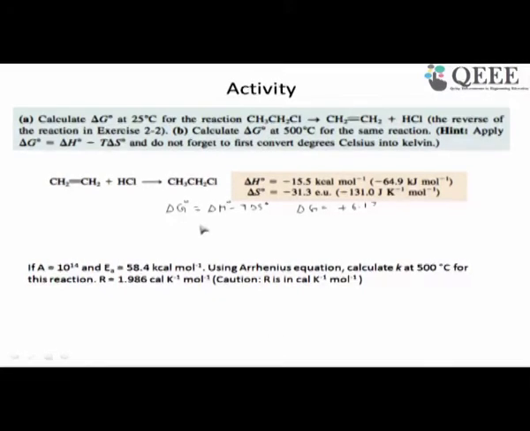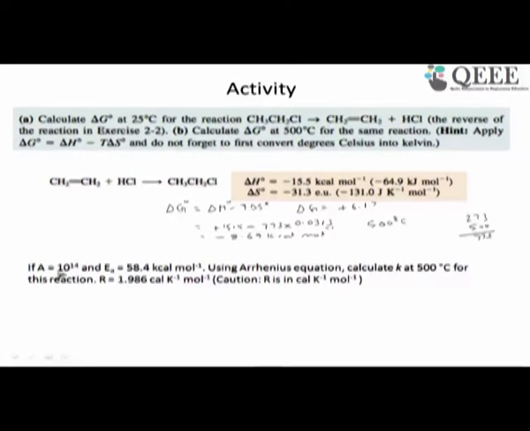So simply what you need to do is substitute the values. Here delta H becomes plus 15.5 and T, the temperature, is 500 degrees, so 273 plus 500, that is 773, into delta S, which is minus 31.3. If you divide by 1000, 0.0313, that gives minus 8.69 kilocalories per mole. So you can see here, even though this reaction is thermodynamically unfavorable, at high temperature, around 500 degrees Celsius, this reaction becomes favorable.